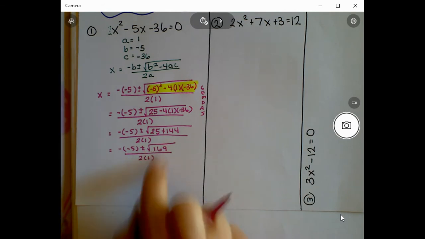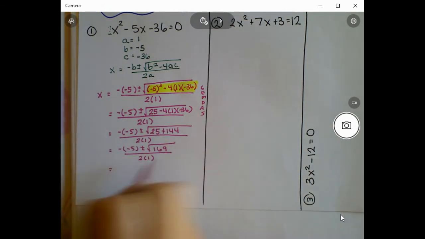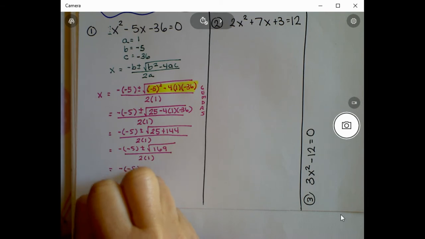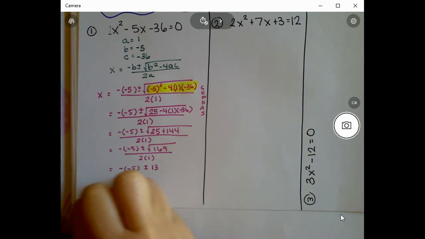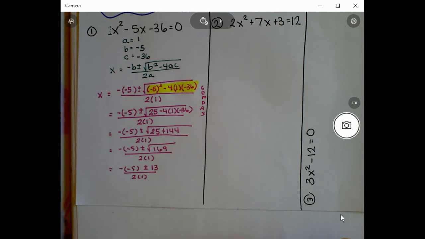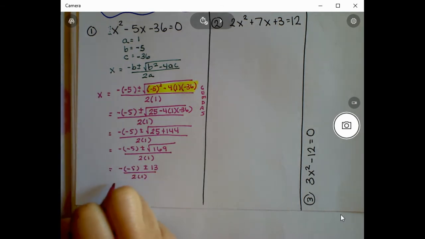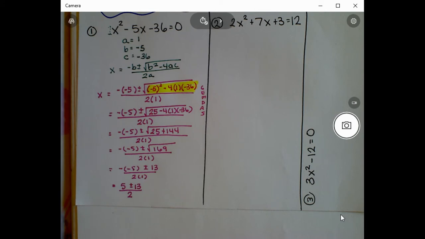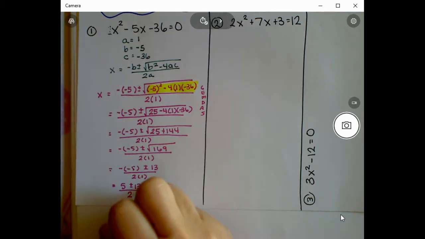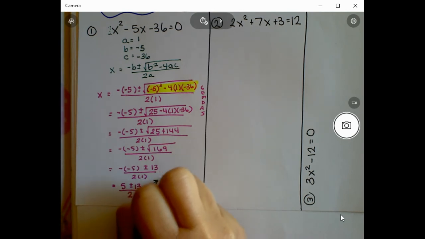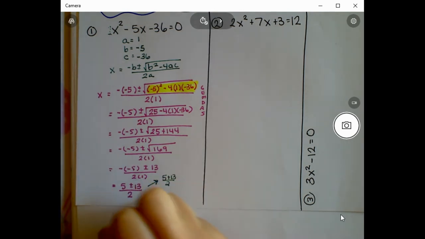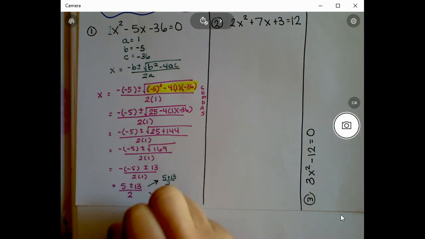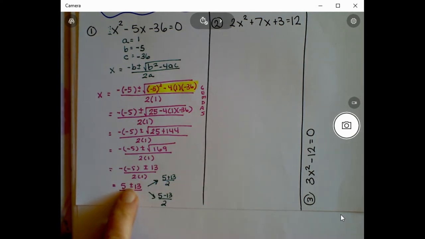And now we're going to keep simplifying. We actually do know the square root of 169 is 13. Okay. Minus negative 5 is positive 5. And 2 times 1 is 2. So this is kind of at the bottom. Now we actually have two different cases. We can do 5 plus 13 divided by 2, and we can do 5 minus 13 divided by 2. That's what that plus minus means.